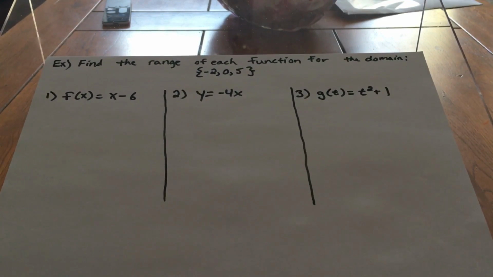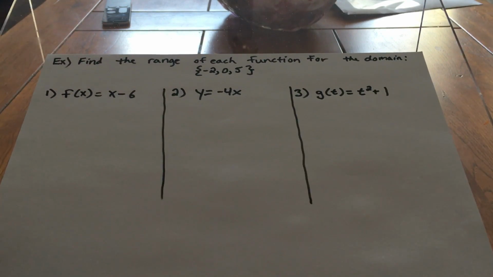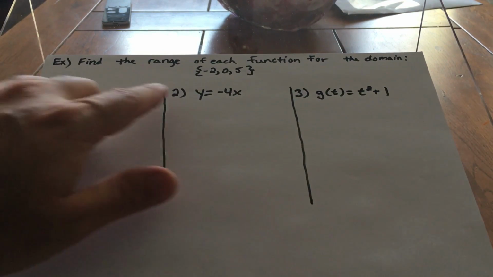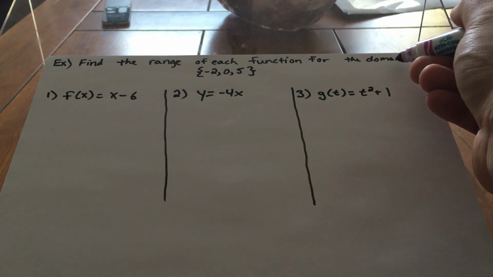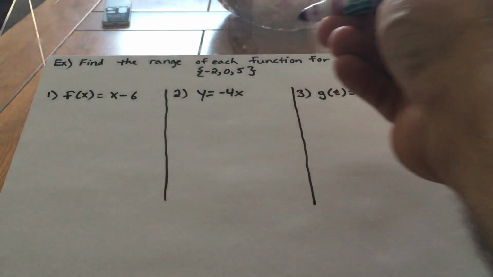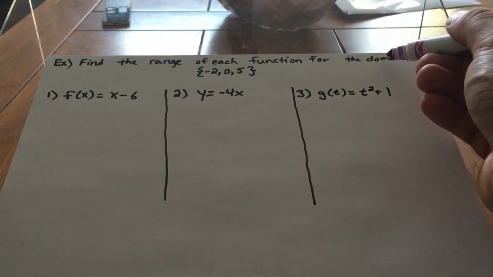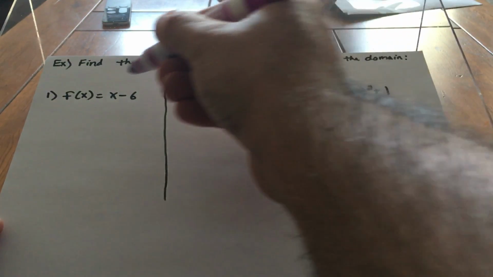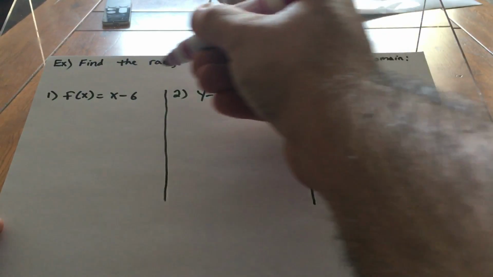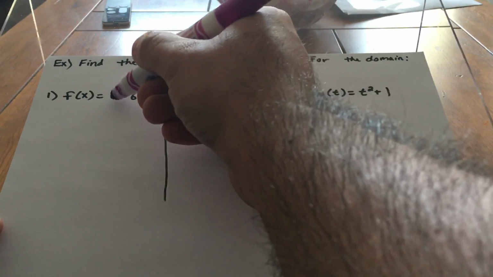All right, so now we're going to get into the meat of actually evaluating functions. So look at the directions up here. It says to find the range of each function for the domain. And this is why we talked about the domain and range. The range, they want you to find the output. All right, f of x, y, g of t, for the input domain, and then they list the numbers. So what they're basically saying is, since they're saying this is the domain, they're saying, well, let x equal -2 and plug it in. Let x equal 0, plug it in. Let x equal 5, plug it in.